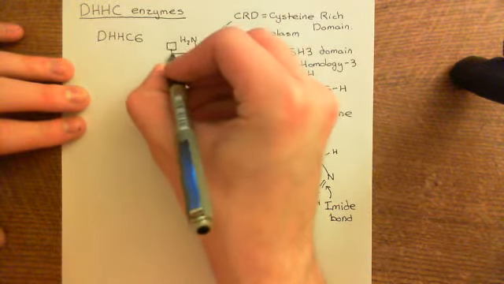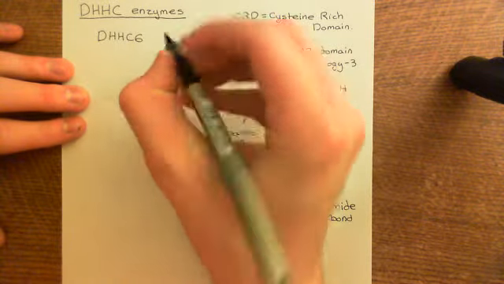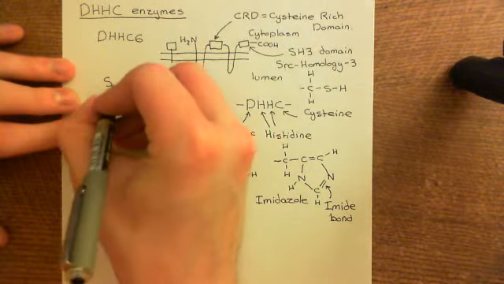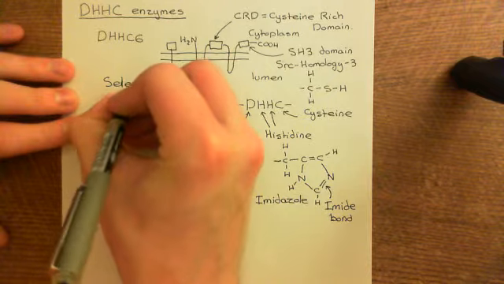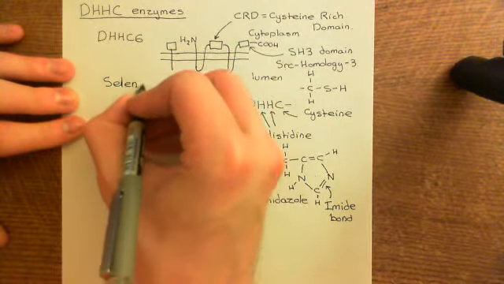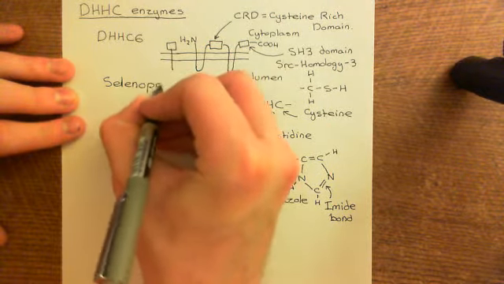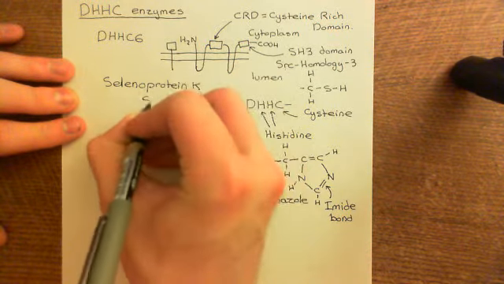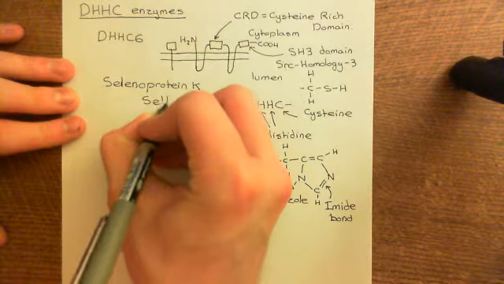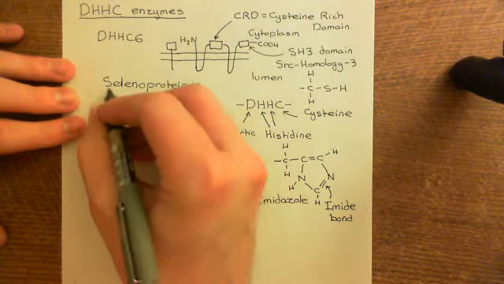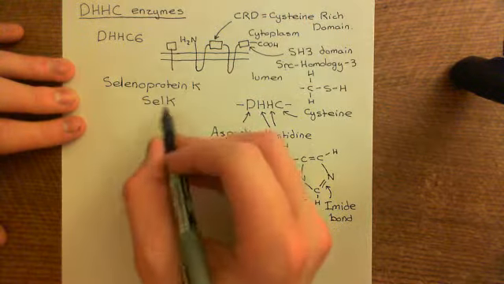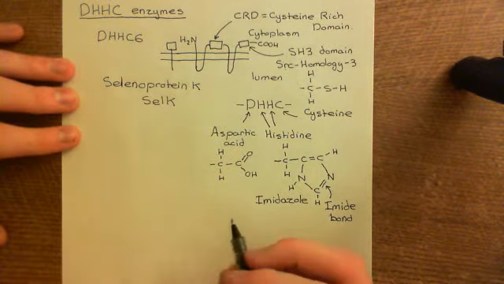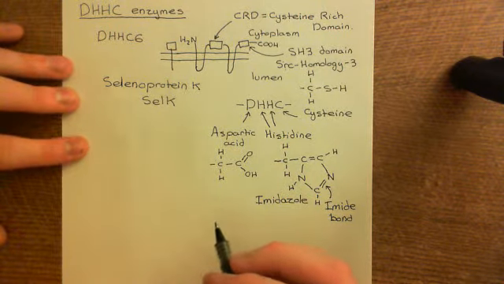So there is another protein in the ER membrane, and this protein is known as selenoprotein K, and it straddles the ER membrane a single time. So this is called selenoprotein K, and for short, selenoprotein K is often abbreviated to SELK, so SEL for seleno, and then K for K. So this is selenoprotein K.